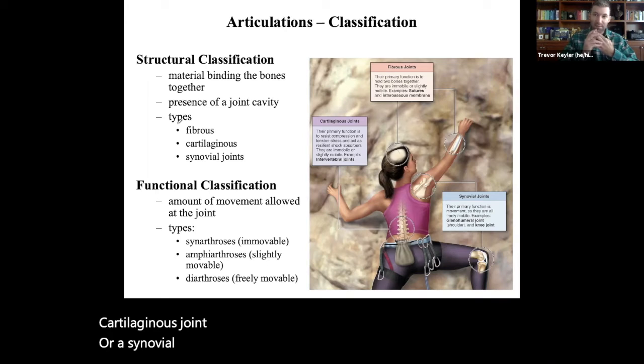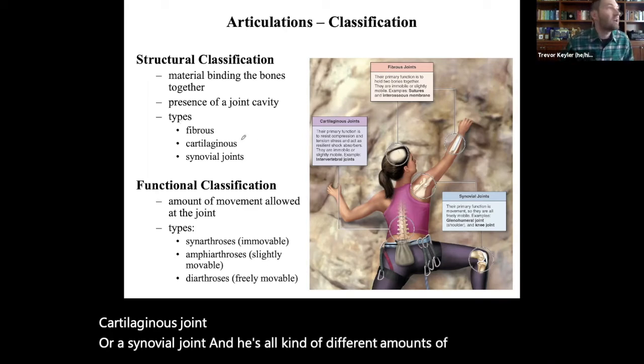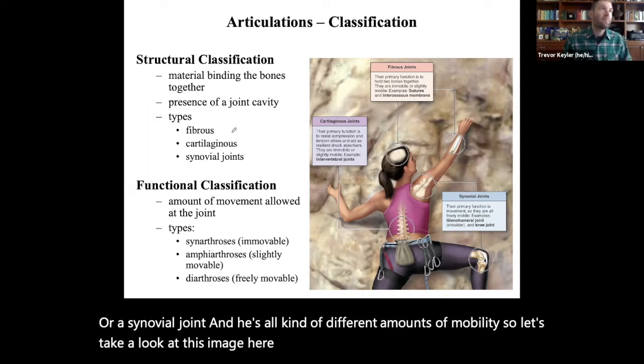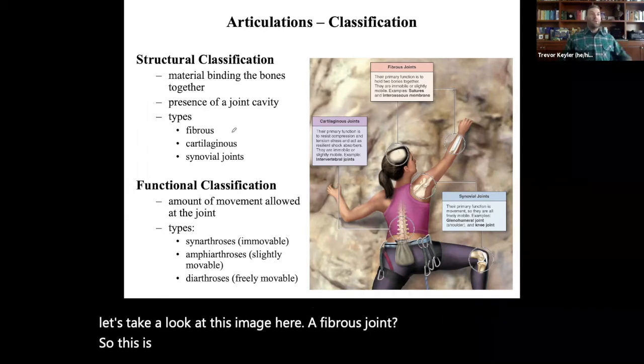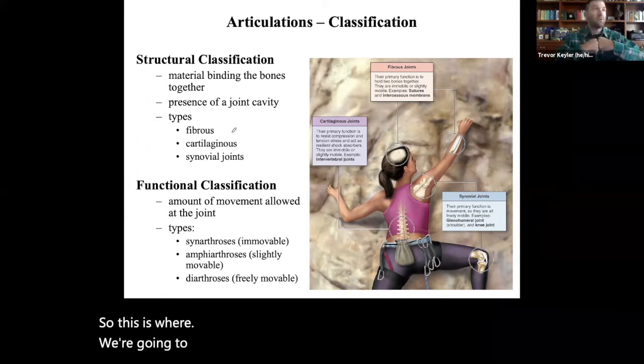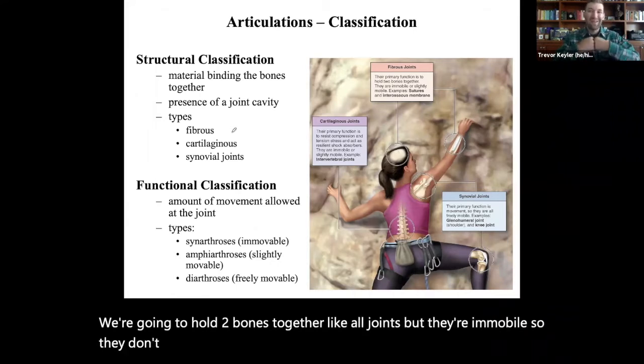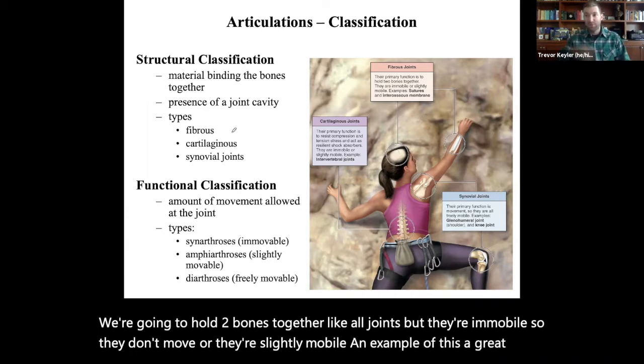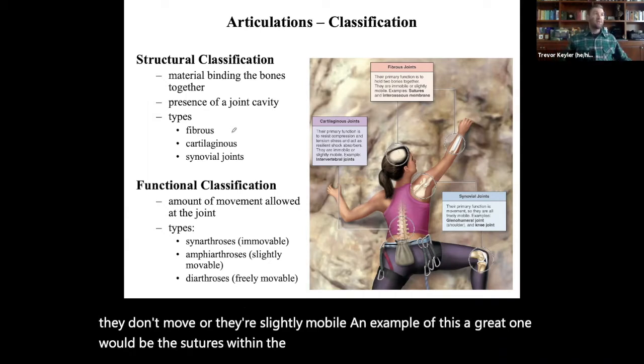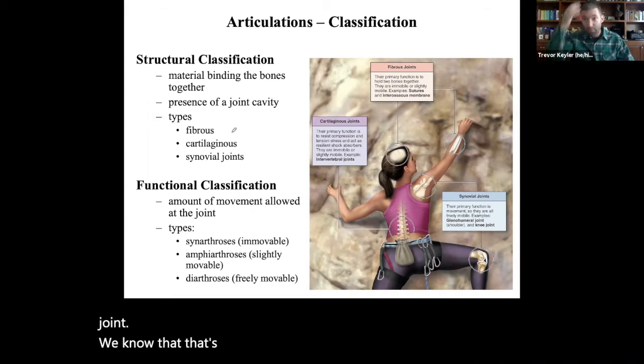And these all have different amounts of mobility. Okay? So let's take a look at this image here. A fibrous joint. So this is where we're going to hold two bones together, like all joints, but they're immobile, so they don't move, or they're slightly mobile. Okay? An example of this, a great one, would be the sutures within the skull. Right? So that's a type of fibrous joint. And we know that that's an immobile joint. Hopefully the sutures within your skull aren't moving.